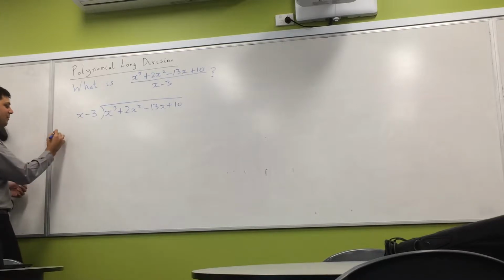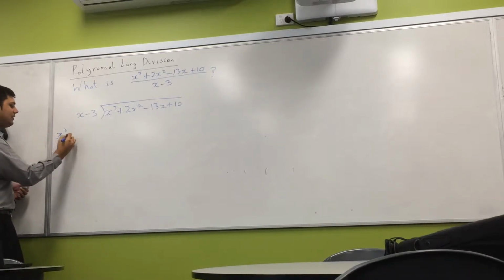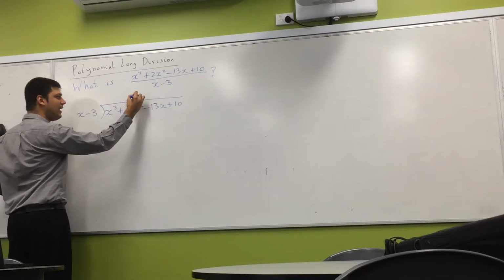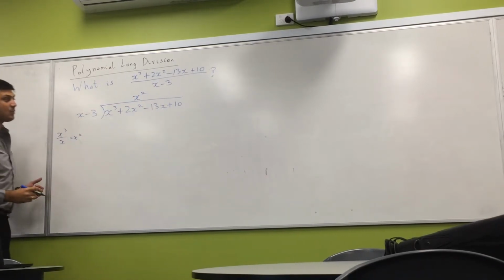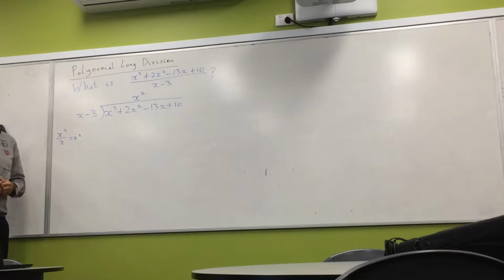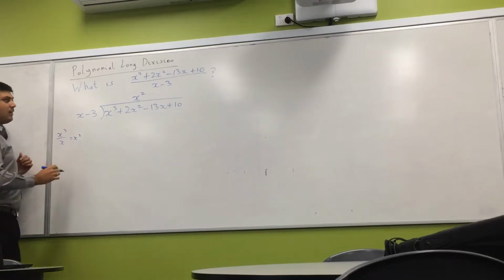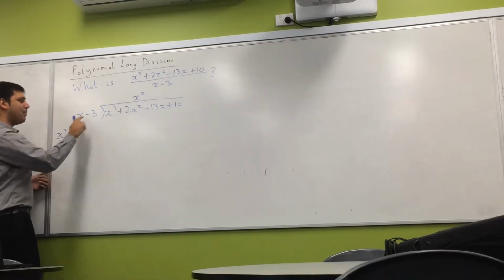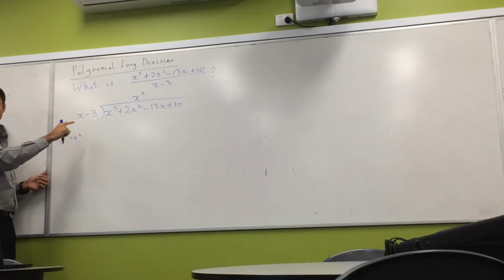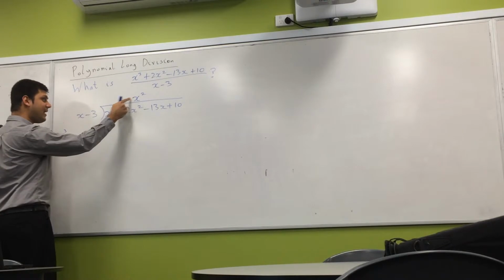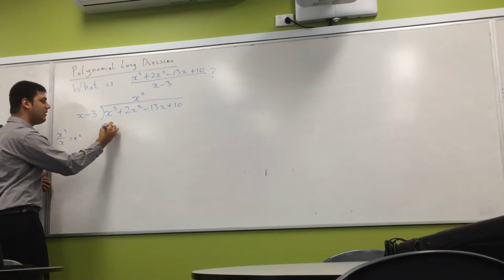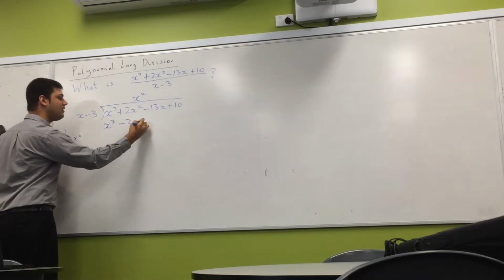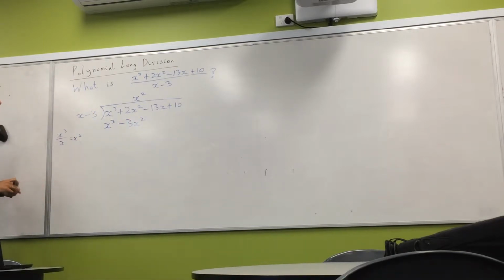What is x cubed divided by x? That's equal to x squared, correct? So you take that x squared and you put it above the x squared term that's already living in the cubic. Once that is done, you then take that x squared and multiply it by the entire linear function. So what's x squared times x? X cubed. And x squared times negative 3 is negative 3x squared.